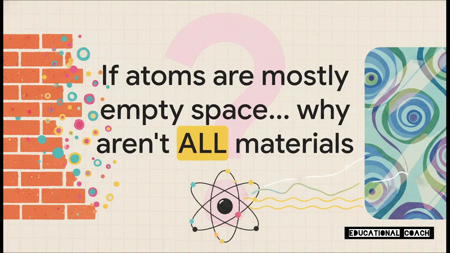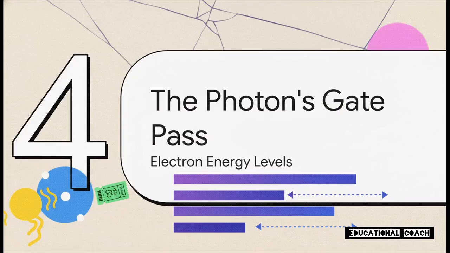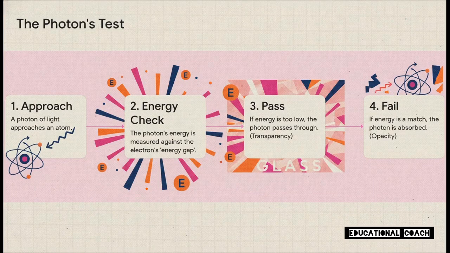This right here is where we find the true secret of glass. The answer is all about a fascinating little dance in quantum physics. It has to do with particles of light, called photons, and how they interact with an atom's electrons. You can kind of think of it like a photon needs a very specific ticket, a gate pass, to get absorbed. All right, here's how it works.